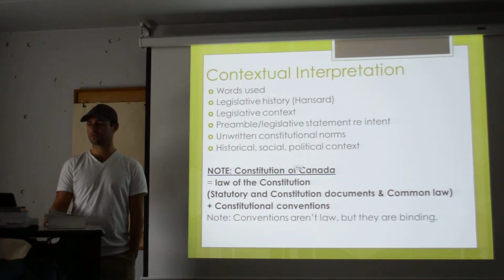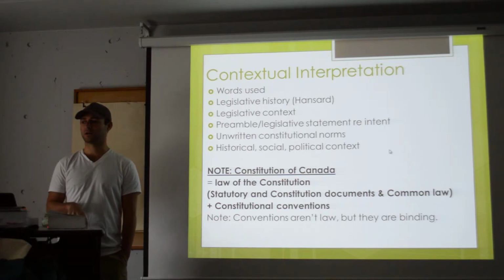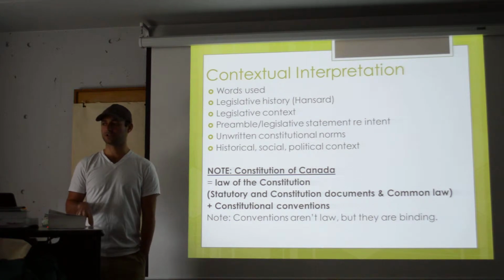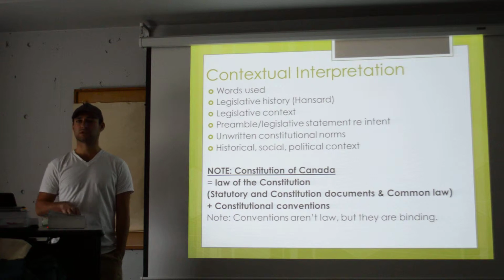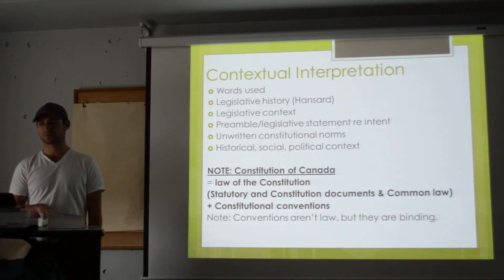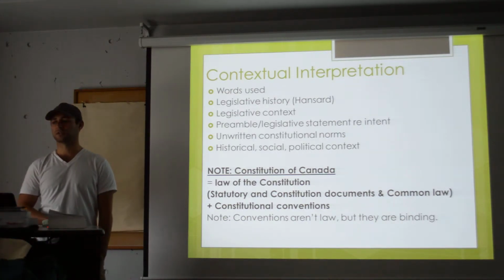It's worth noting that the Constitution of Canada is made up of the law of the Constitution and the constitutional conventions. The conventions aren't law, but they are binding. And the law of the Constitution is made up of the statutory and constitutional documents, as well as the common law.